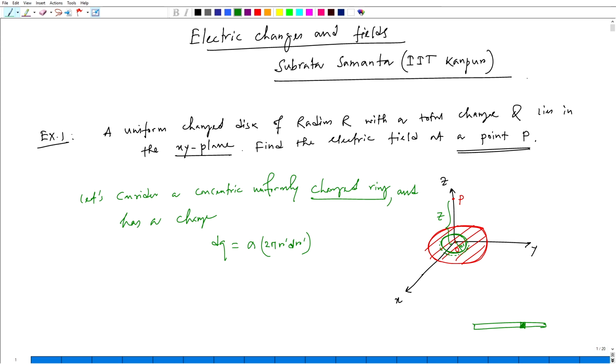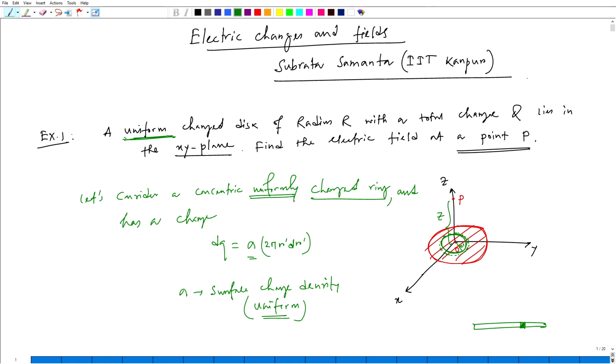Since dr prime is very small, we consider this one a ring, but it actually has finite width. Here sigma is the surface charge density, and that is uniform. It is specified in the question, sigma surface charge density which is uniform. That is why we consider a uniformly charged ring.